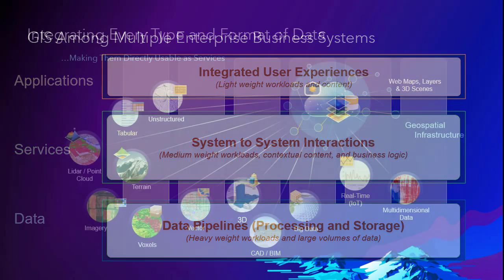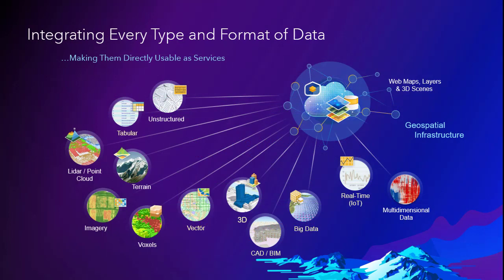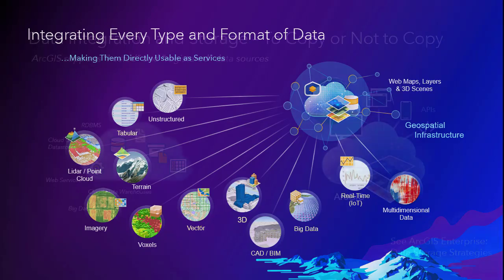Now, conceptually, ArcGIS is designed to integrate virtually every type of data format, from tabular to unstructured, real-time, vector, raster, imagery, all making this data available as ready-to-use services, abstracted in the form of layers that can be added to maps across the web. Now, this bringing together of the world's information as geospatial infrastructure is ArcGIS's mission.